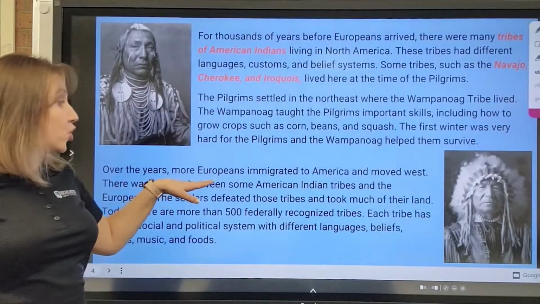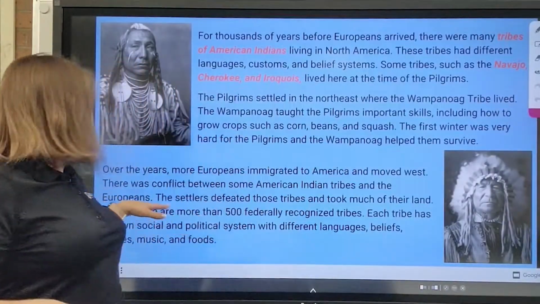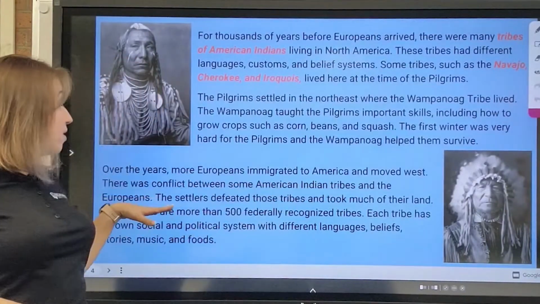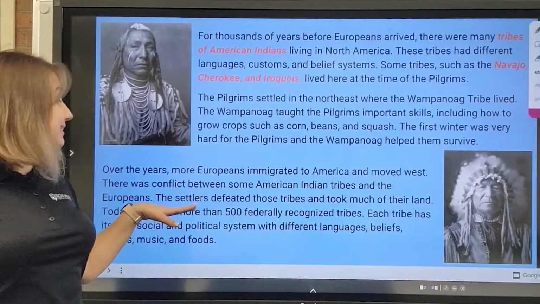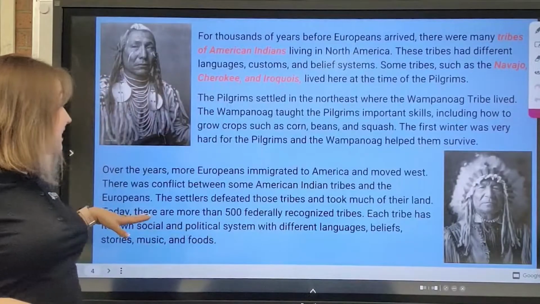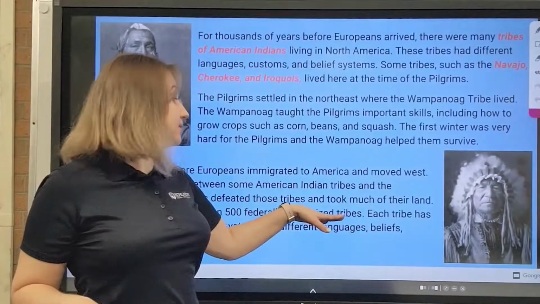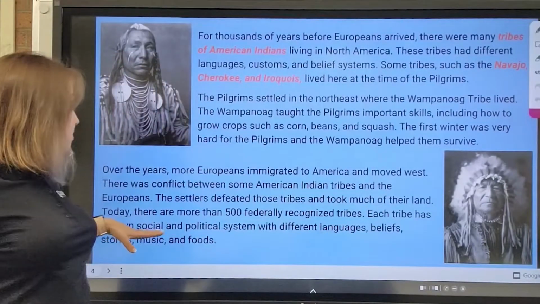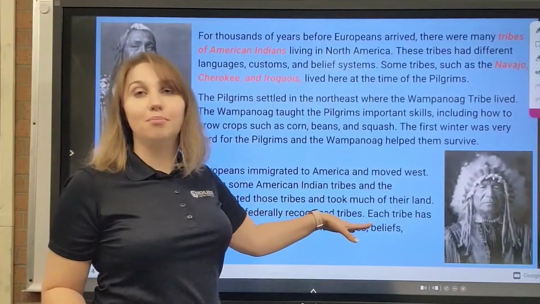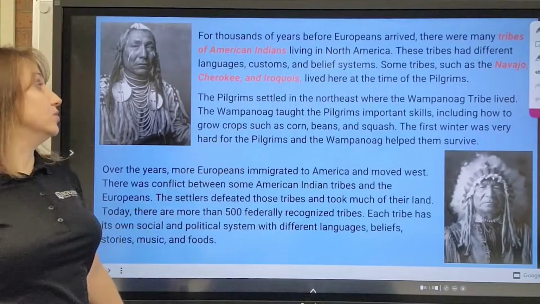Over the years, more Europeans immigrated to America and moved west. There was conflict between some American Indian tribes and the Europeans. The settlers defeated those tribes and took much of their land. Today, there are more than 500 federally recognized tribes. Each tribe has its own social and political system with different languages, beliefs, stories, music, and foods.